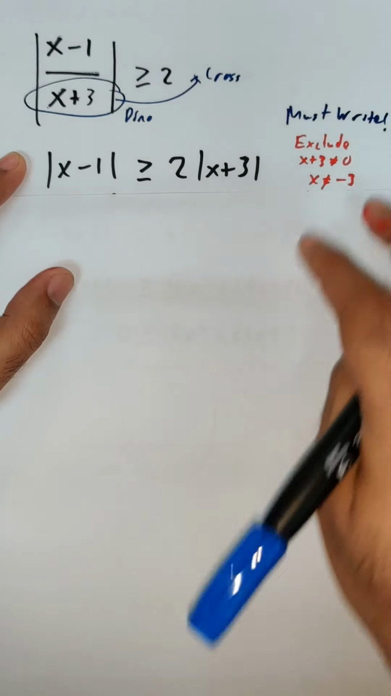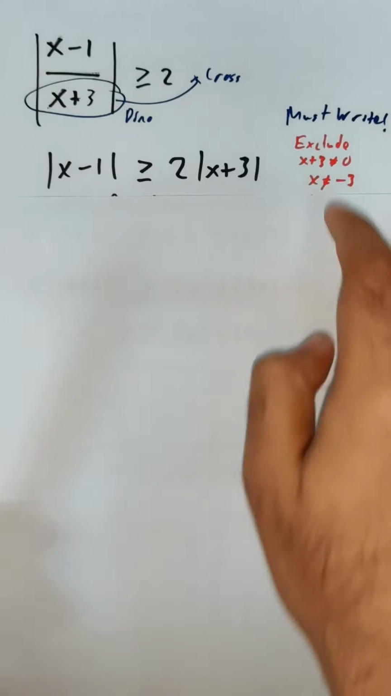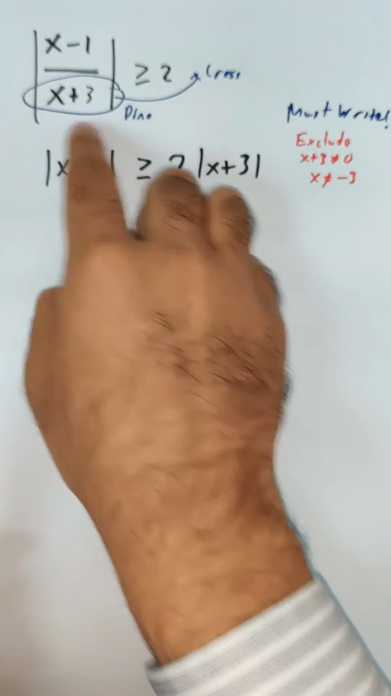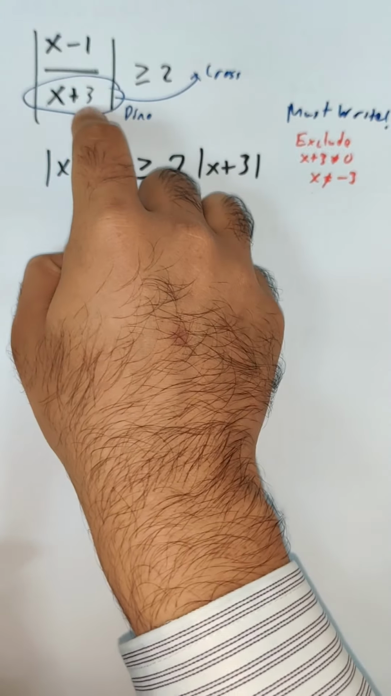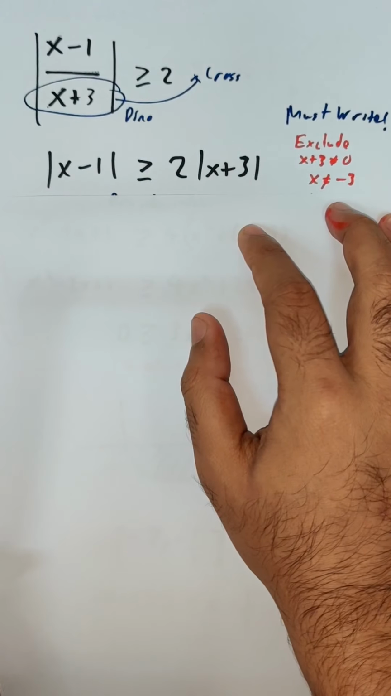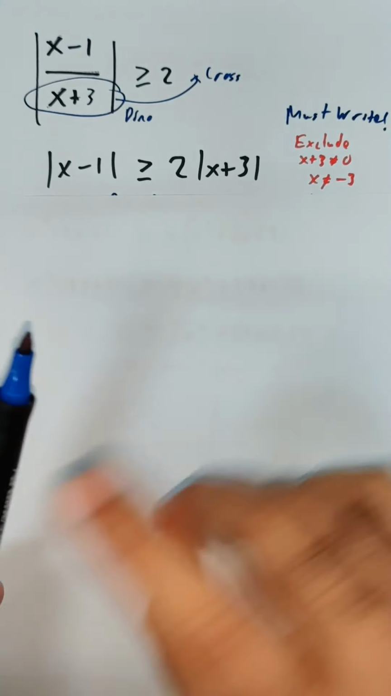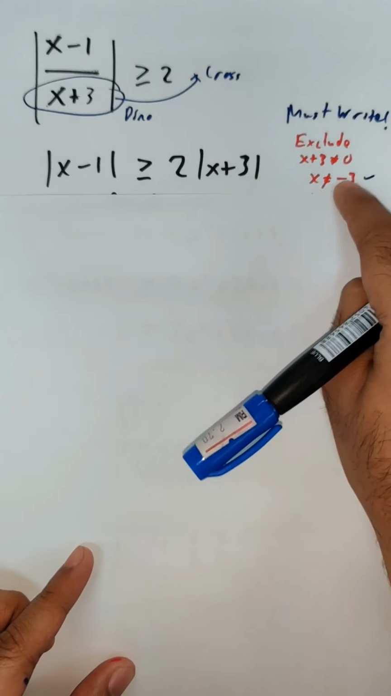If you do not write this line, you will get 0. Okay, I forgot to mention, why must you exclude negative 3? Because if x equals negative 3, then I'm going to divide by 0, so that's why we need to exclude that. Okay, if you are good enough, you can write this line straight away.